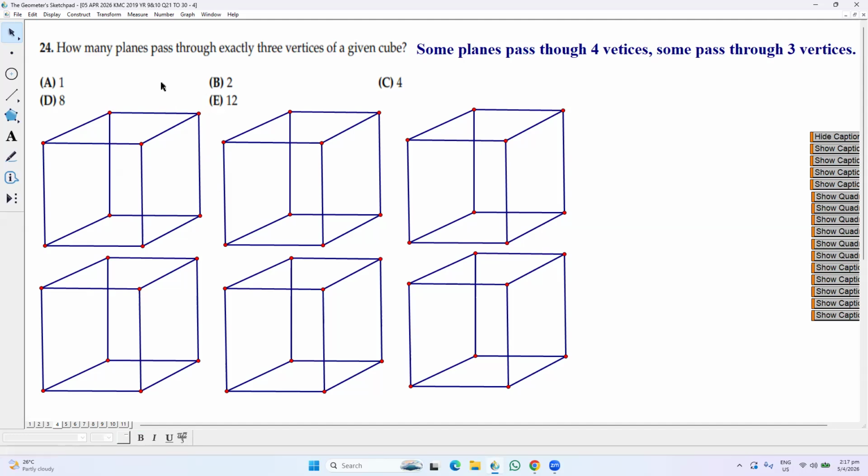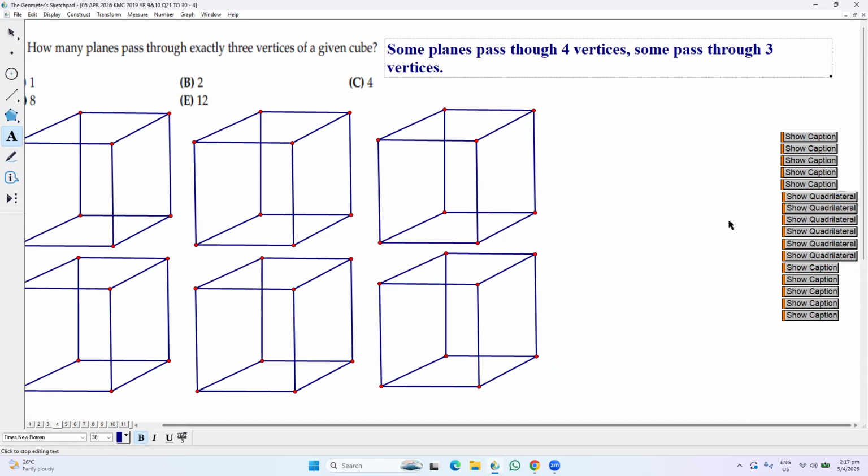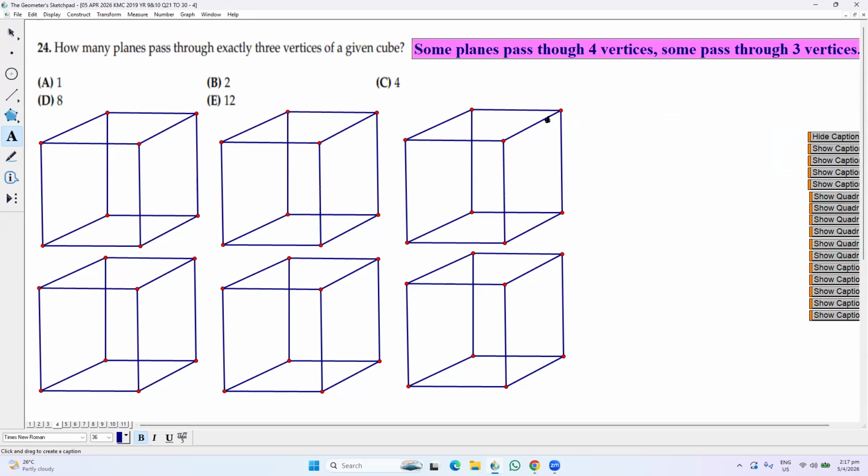What is it called, the seam that joins the book? All the pages pass through the edge of the book. A lot of planes. So for the cube, a plane passes through either 4 or 3 vertices. So we only want those that pass through 3 vertices.